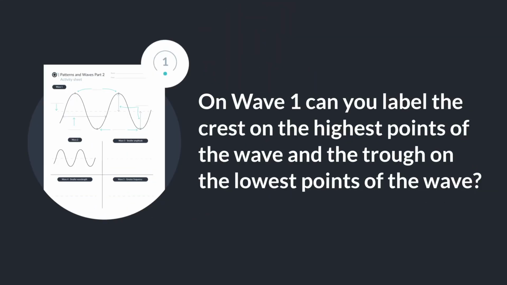On wave 1, can you label the crests on the highest points of the wave and the trough on the lowest points of the wave?